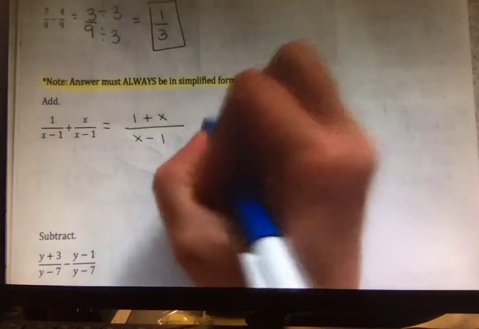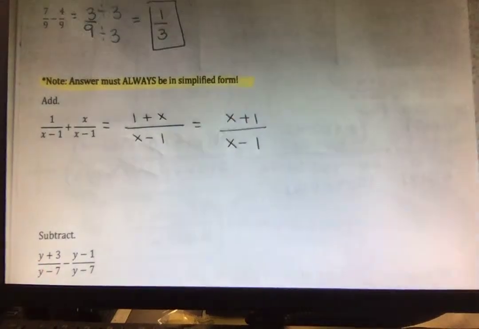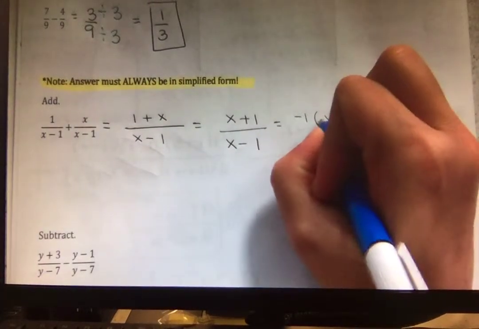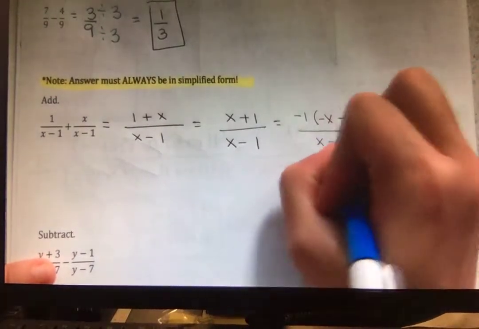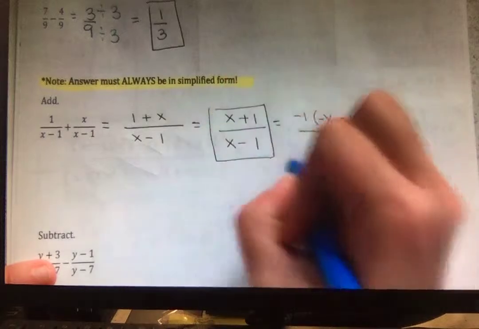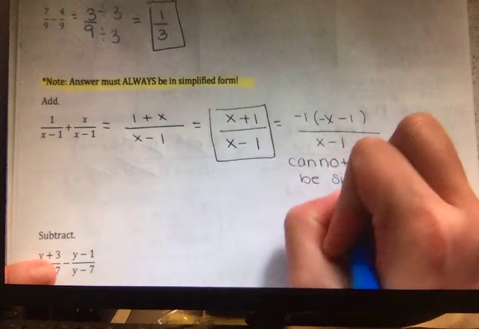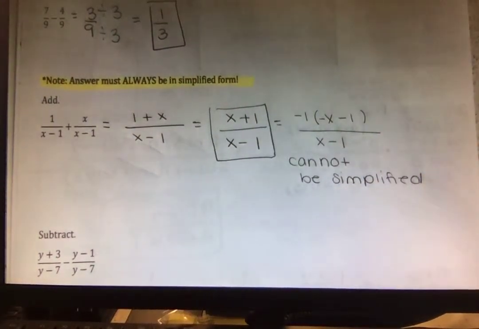Okay, so let's try to put them in order. So the first one is x plus 1. The bottom one is x minus 1. If we were to take out a negative 1, would they cancel out? No. If we tried it, let's just say we took out a negative 1 from the top, it'll give us negative x minus 1. So it's not the same thing, so it cannot be simplified. So that's our final answer.